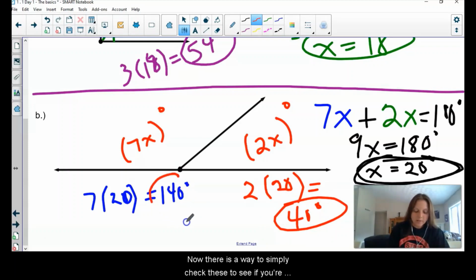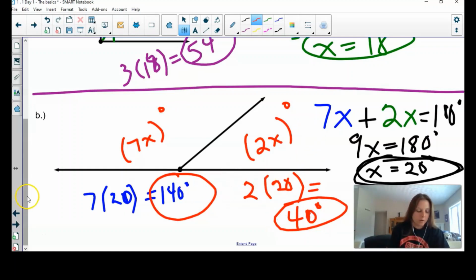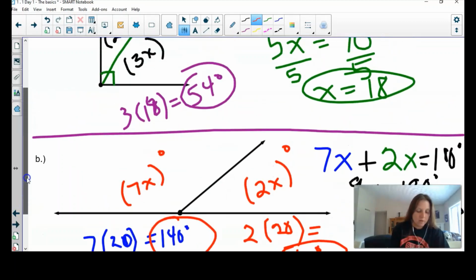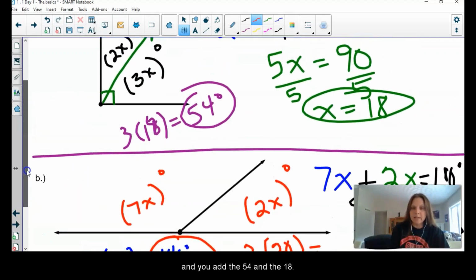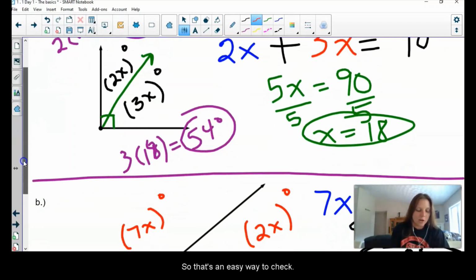Now there is a way to simply check these to see if you're doing this correctly. When you add these two angles back up, 140 and 40, those should add up to 180. And that's an easy way to check your work. If you were to come up here and you add the 54 and the 36, that will add back up to 90 degrees. So that's an easy way to check.